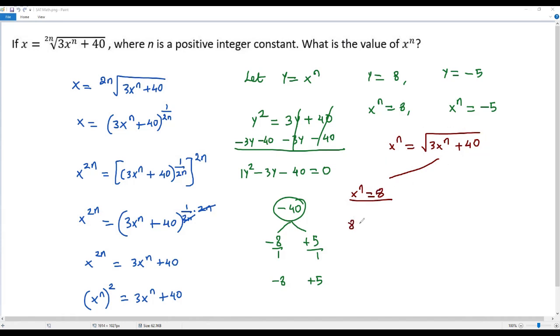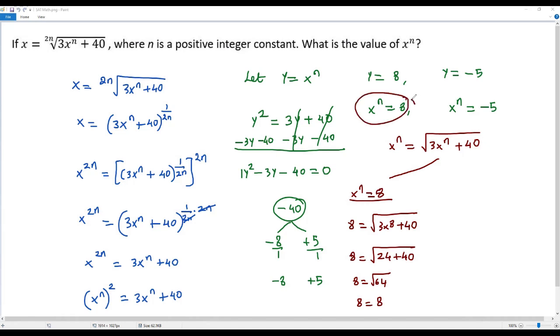Then I'm getting 8 equals square root of 3 times 8 plus 40. Then we get 8 equals square root of 3 times 8 is 24 plus 40. Then we get 8 equals square root of 64. Then we get 8 equals square root of 64 is 8. So the first solution, that is the value 8 we have for x to the nth power, satisfies this equation. We can consider this one as a valid solution.